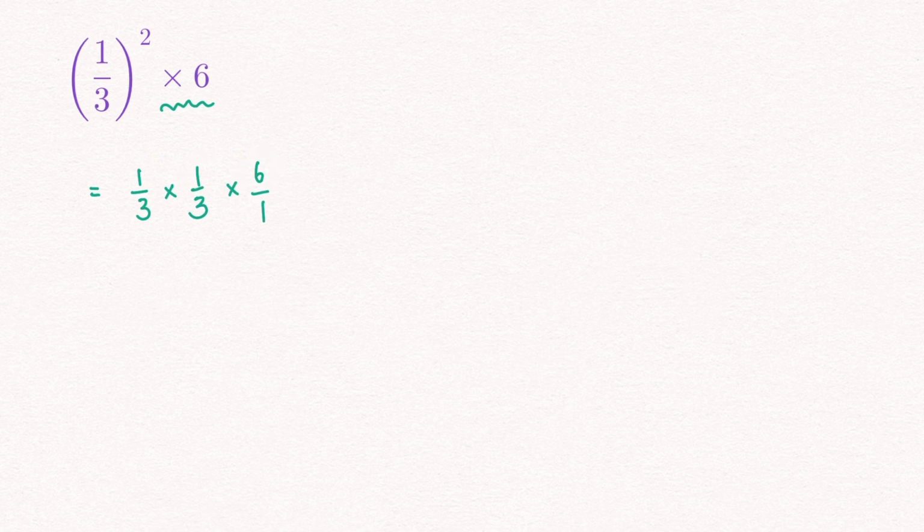Now that we have 3 fractions ready to be multiplied, we will take the numerators together and times it. So that is 1 times 1 times 6. And the denominators and times them together. So that is 3 times 3 times 1. 1 times 1 times 6 is equal to 6. 3 times 3 times 1 for the bottom equals to 9. So the answer to this question is 6/9.